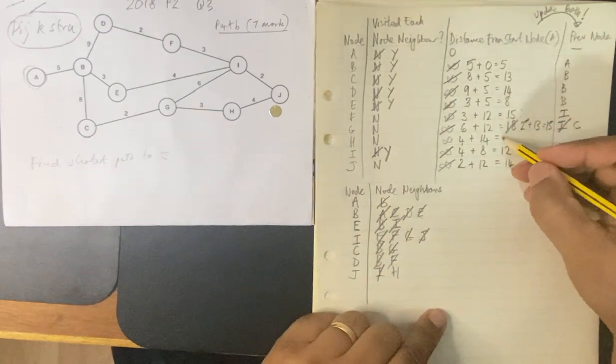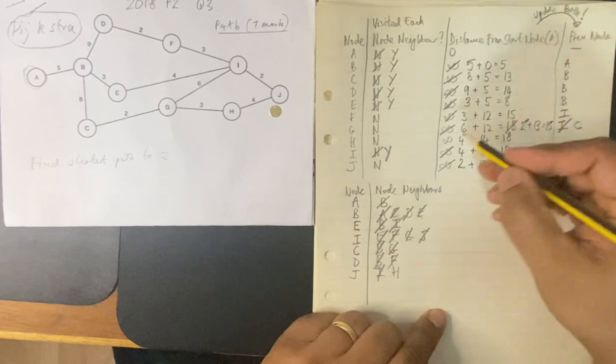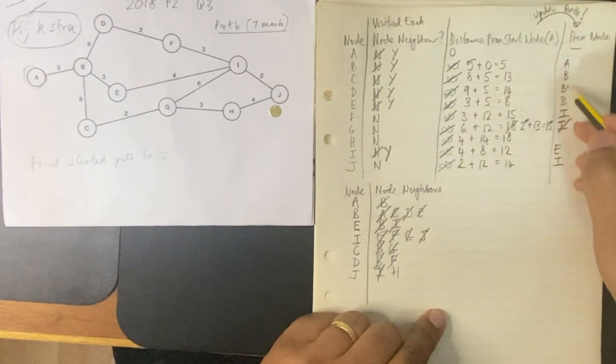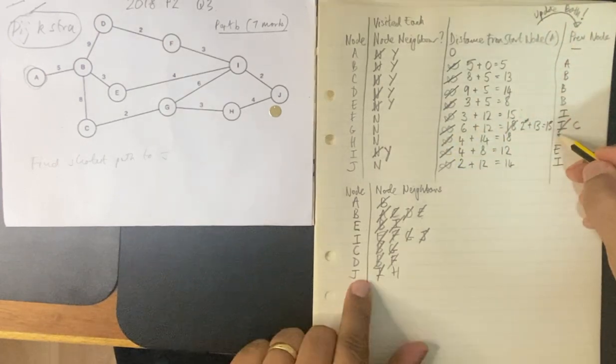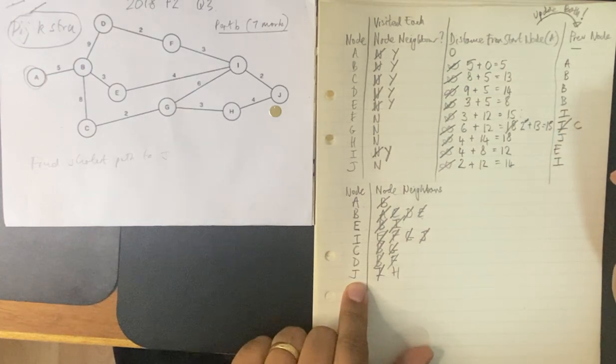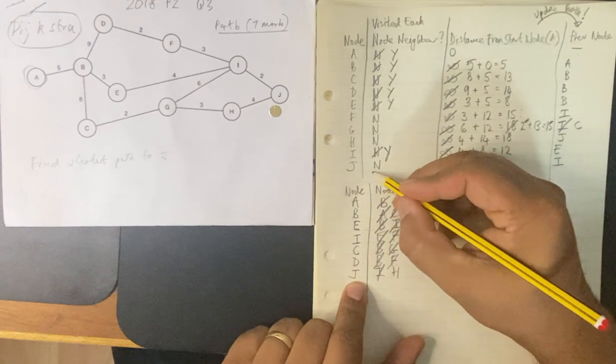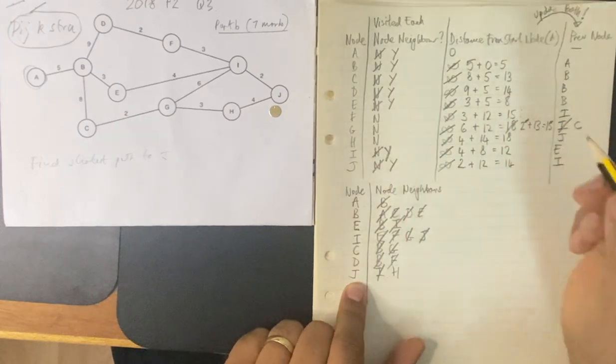And that's going to be 18. Now, remember we have updated this column, so now we have to update this column, and our previous node is J, so that goes in there. Right, now we finished J, all the neighbours of J, so we can put a Y in there.